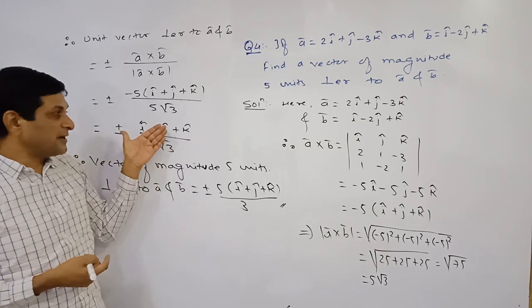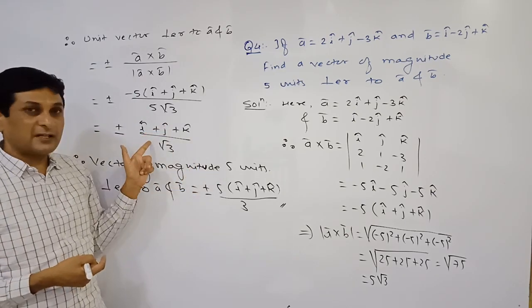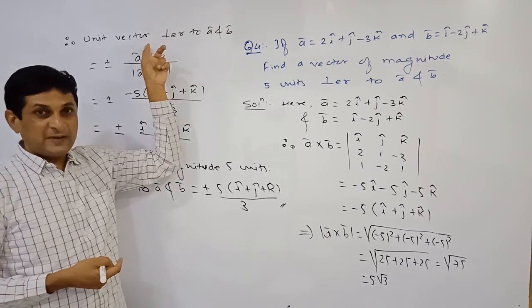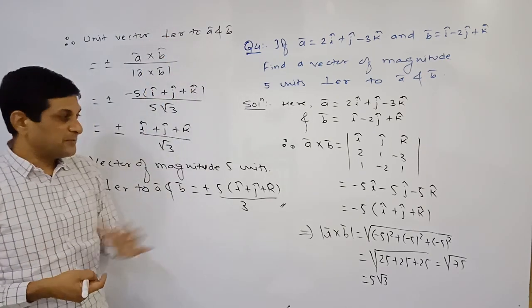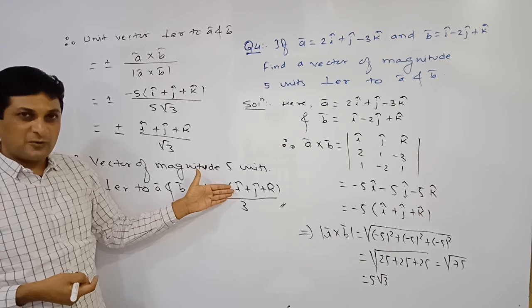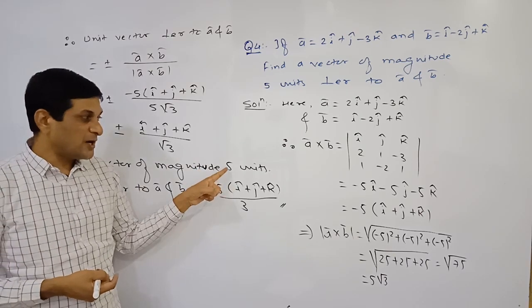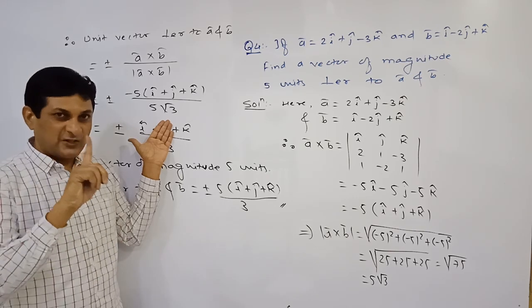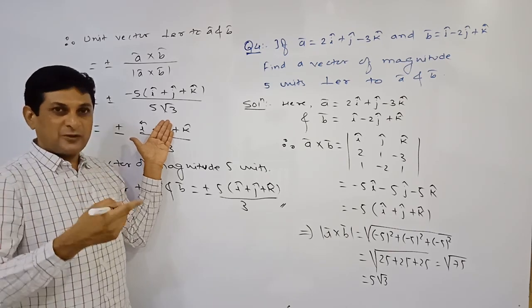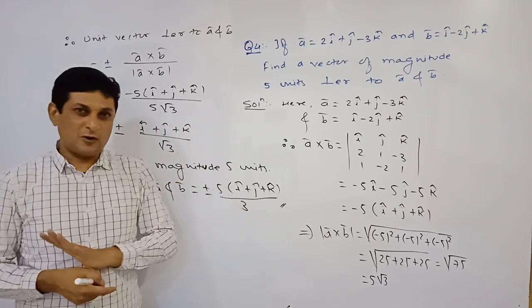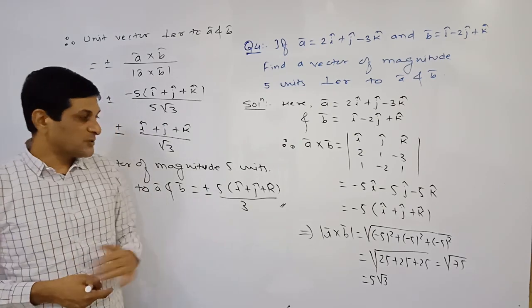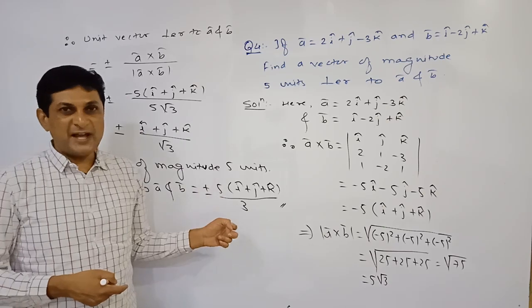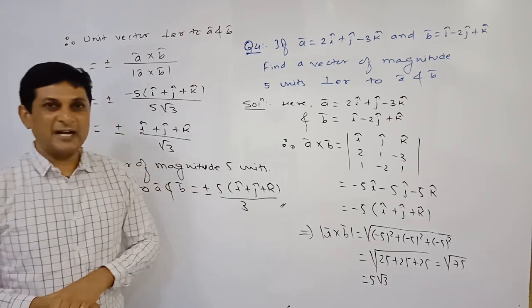And if we multiply this vector by 5, we will get a vector along this unit vector. But the unit vector is perpendicular to a bar and b bar, means this new vector is also perpendicular to a bar and b bar, and its magnitude is 5 unit. Because it is a unit vector, its magnitude is 1, and if we multiply it by 5, we will get a new vector of magnitude 5 units. So in this way we have got a vector of magnitude 5 unit perpendicular to a bar and b bar.